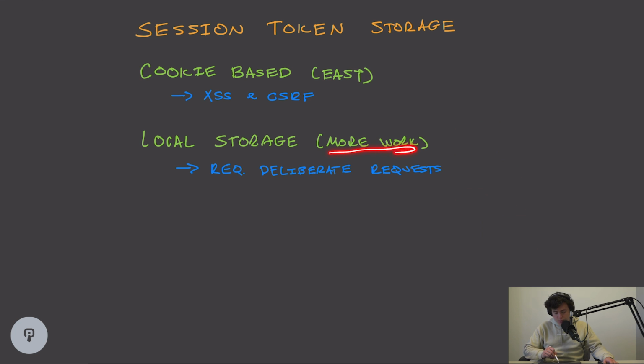It's a little bit more work because now we have to deliberately include the session token, for example, in the authorization header of a request. It'll be authorization, maybe it'll say bearer, and then there's a token there. So it is a little bit more work, but it means that the user needs to make deliberate request attempts, and it means that we can't do that CSRF attack like I mentioned up here.